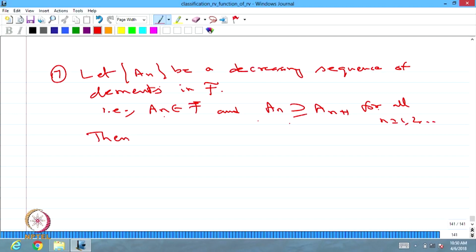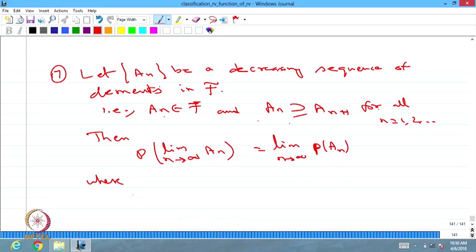In this case, P of the limit as n tends to infinity of A_n is the same as the limit as n tends to infinity of P of A_n, where the limit of A_n is nothing but the intersection of n equal to 1 to infinity of A_n, because the A_n are a decreasing sequence of elements in F. I am not giving the proof of these results, but it can be proved easily.